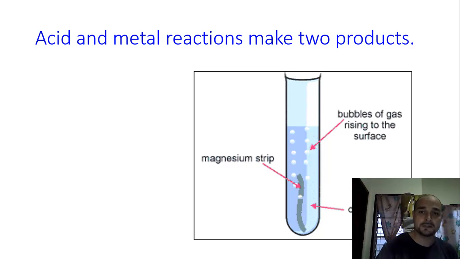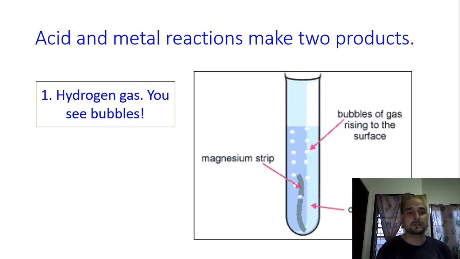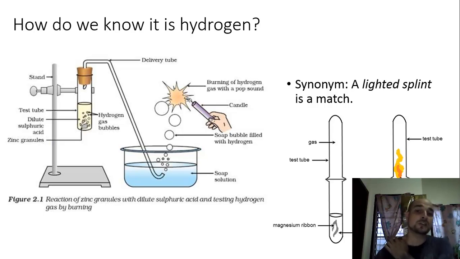So what type of gas is this? Well, this is hydrogen gas. So you see bubbles. That's the first product. How do we know it's hydrogen? Well, from the apparatus that's set up on the left-hand side, there is dilute sulfuric acid and zinc, and it's producing hydrogen gas, and there's a tube that has bubbles coming out of it and a candle, and there's a little explosion. So what we do is we trap the gas, and we use a lighted wooden splint.